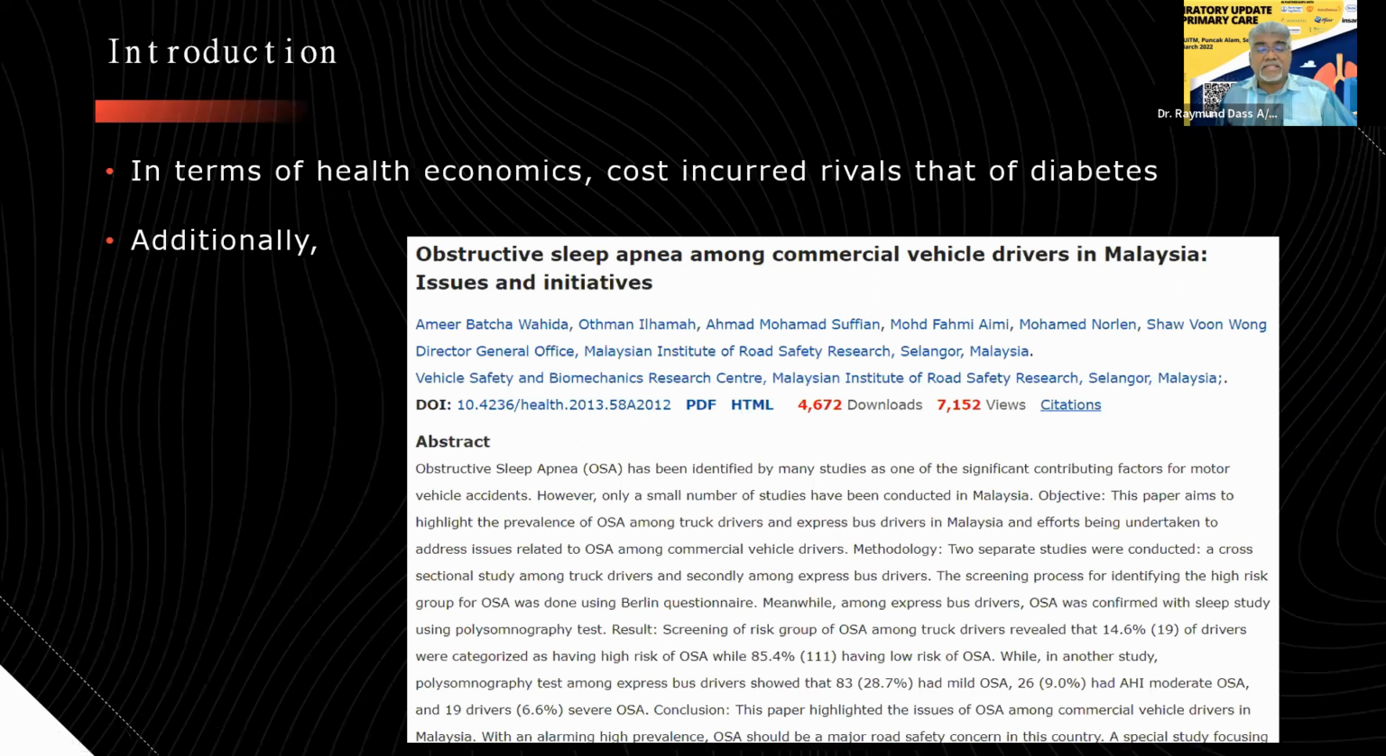The prevalence is as high as about 6.6%. This study was done some time ago, but I bet right now it is probably higher than that, right? Unfortunately, in our country, we don't have a law mandating them to undergo a sleep study prior to obtaining these licenses.